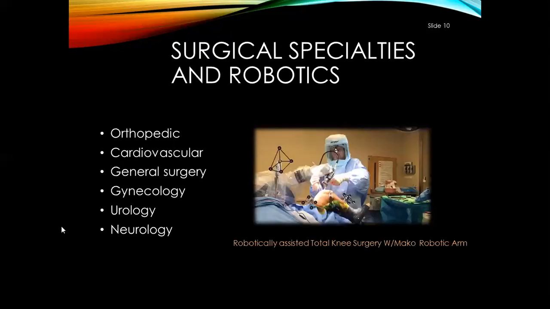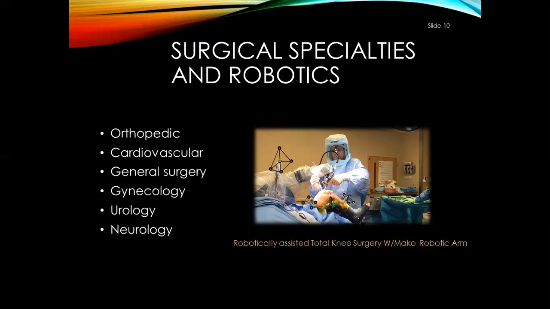Okay. Surgical specialties in robotics. On this list, it has orthopedic, cardiovascular, general, gynecological, urological, and neurological. And it really started with urology, to be honest with you. The first thing they really did with the Da Vinci was prostatectomies. And then they started doing kidney removal.